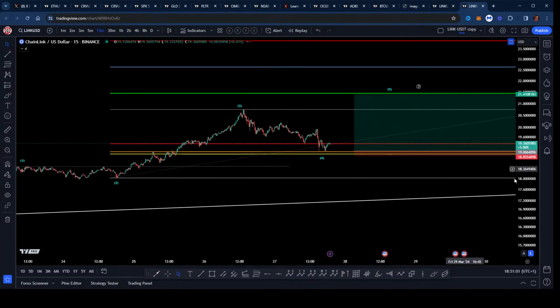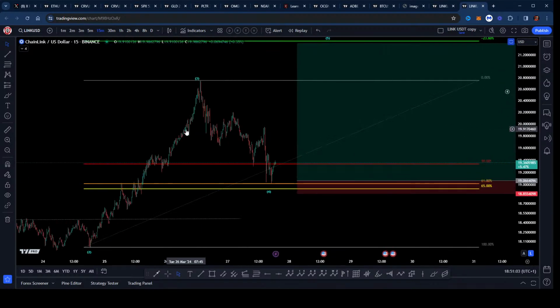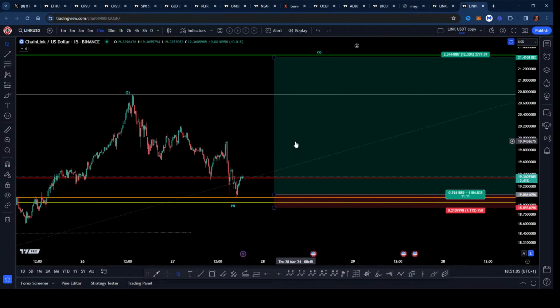Let's see if I go to the 15. Do we have our little entry model there? Doesn't look like it yet, right? So you'd want to see it pop this, right? So it's just a retrace. It confirms the low, right? So this is all coming down here.